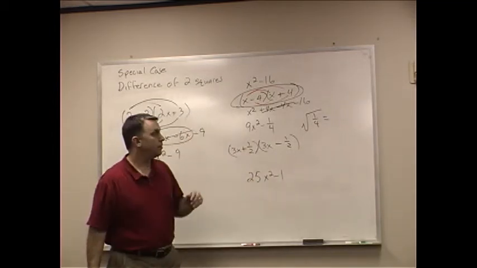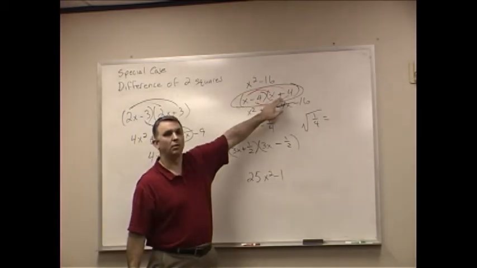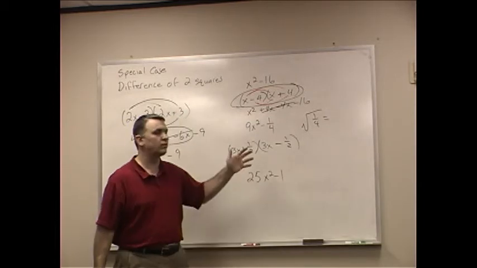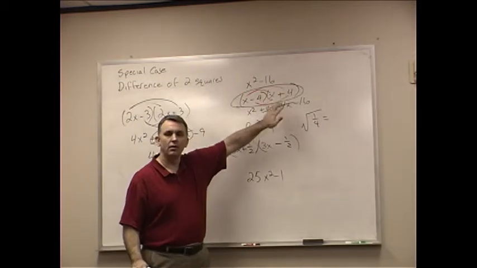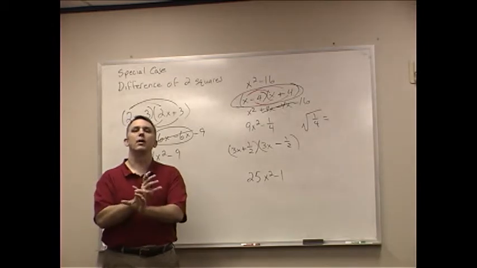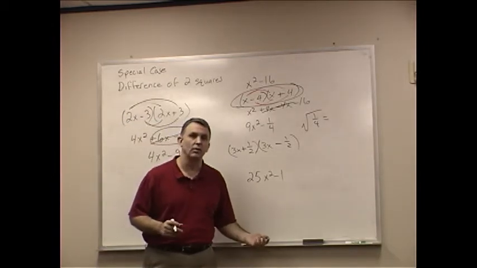Now some people may be looking really hard at this, and they'll say, Mr. Trapp, you wrote a minus and a plus up here, and now you wrote a plus and a minus down here. What's going on with that? It's okay. You can have a plus and a minus or a minus and a plus. Remember, the order doesn't matter when you're multiplying binomials. You'll get the same answer.